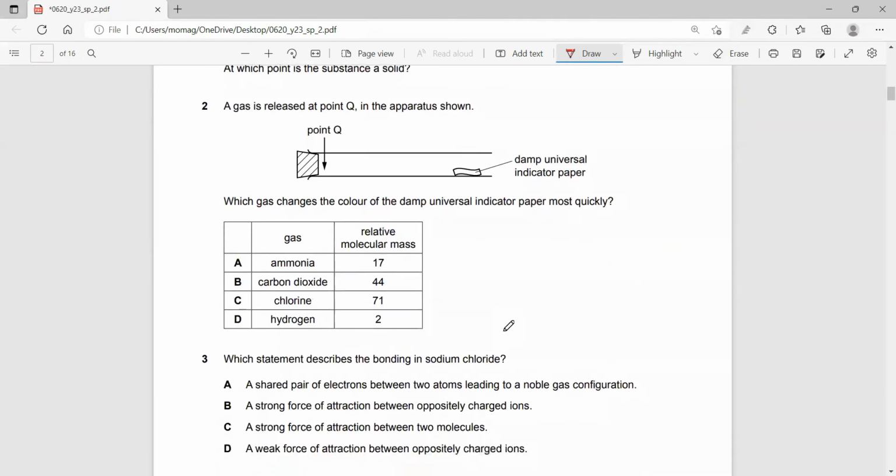Question 2. We have two gases in our survey which have a direct effect on litmus paper. Ammonia is a basic gas because it can change red litmus into blue, and chlorine can bleach, can remove the color of the litmus paper. Carbon dioxide and hydrogen, neither of them has any effect on litmus paper. So the question is a combined question. Firstly, the effect, and secondly, which one will change most quickly? Most quickly, of course, we go for the lower Mr. If you compare ammonia and chlorine, of course, ammonia will win.